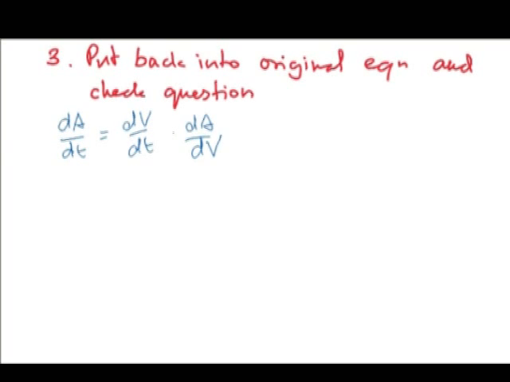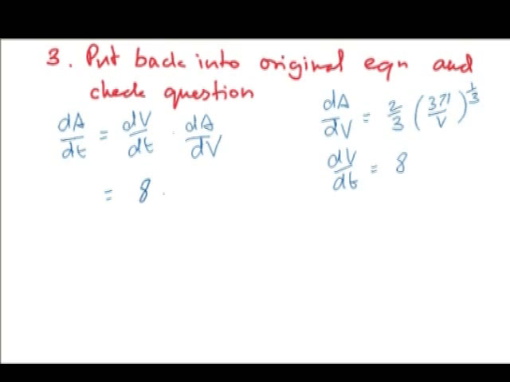Now we know that dA/dV equals 2/3 times 3 pi on V to the power of 1/3, from the previous slide. We also know that dV/dt equals 8, just from the first slide. 8 centimeters cubed per second. So all you need to do is sub these in. 8 times 2/3 times 3 pi on V to the power of a third. Are you quite done yet? Yeah, you found dA/dt, right?